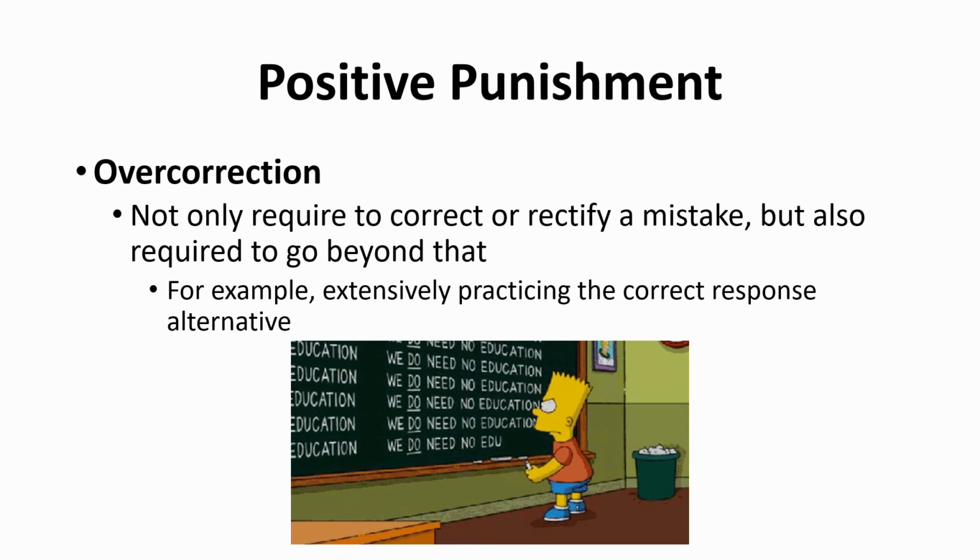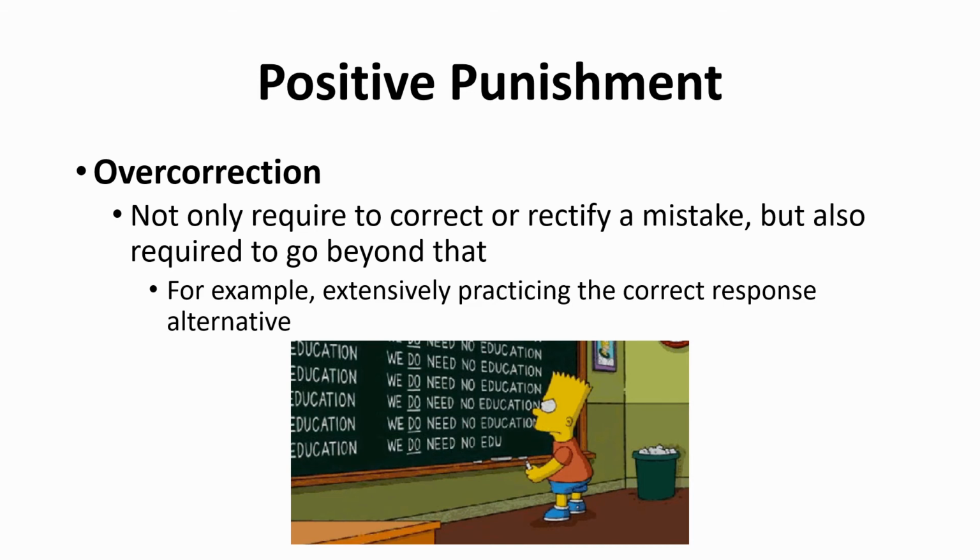Another example would be a child drawing on the walls. So that's a problem behavior. And an overcorrection form of positive punishment would be for them to have to clean the walls so that there's no more coloring on the walls. But instead of just cleaning the walls that they drew on, maybe they have to clean all of the walls of that room. So getting them to do something effortful as a consequence of the bad behavior that they engaged in.